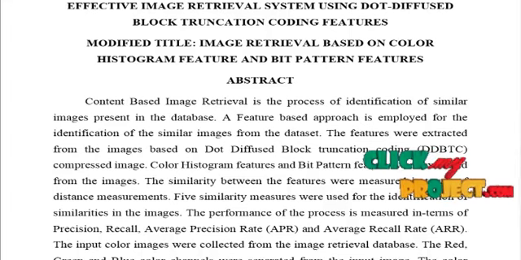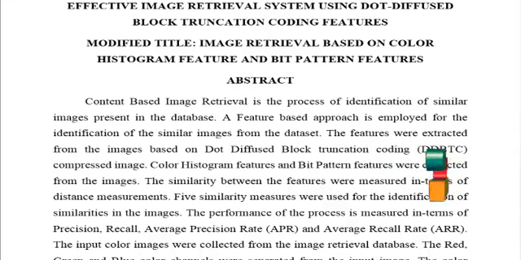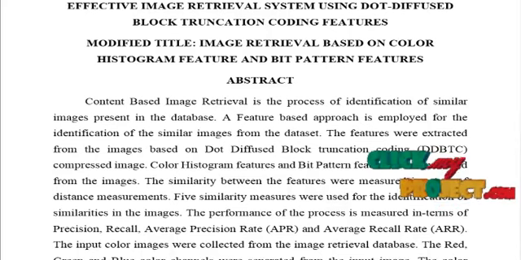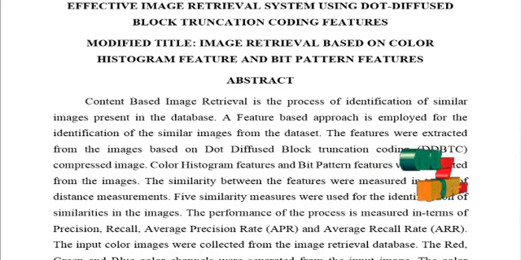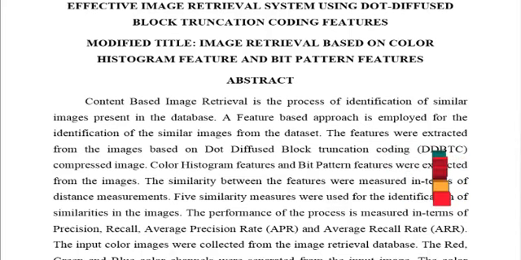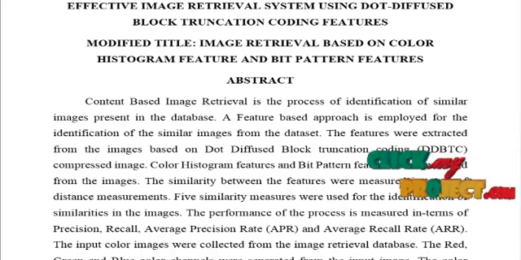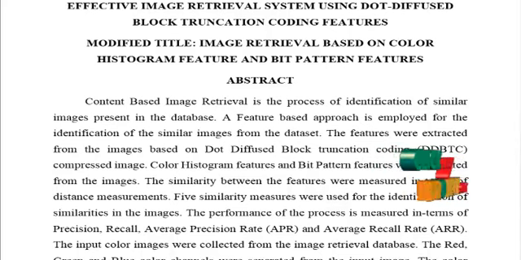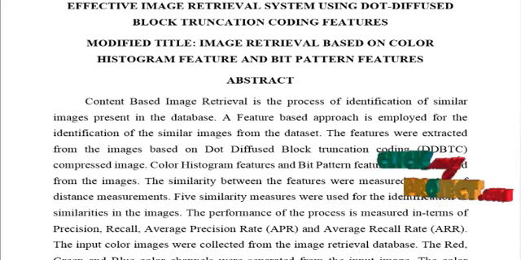The red, green, and blue color channels were separated from the images. The color quantizers were extracted from the images. Minimum and maximum color space of the images were obtained. The extracted quantizers were used for the construction of minimum and maximum quantizers. The dot-diffused block truncation coding is performed for the encoding of the images. The bit pattern image is generated with the help of the encoding process. The color histogram features were extracted from the minimum and the maximum quantizers.